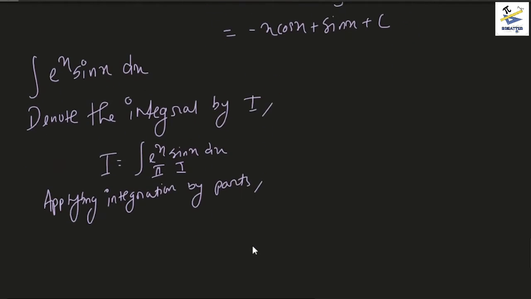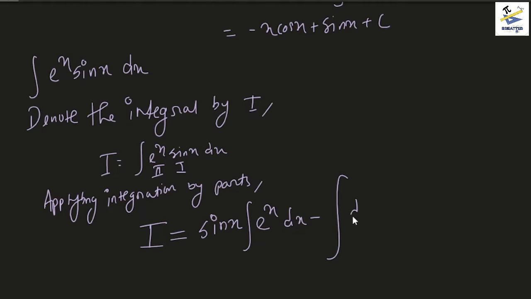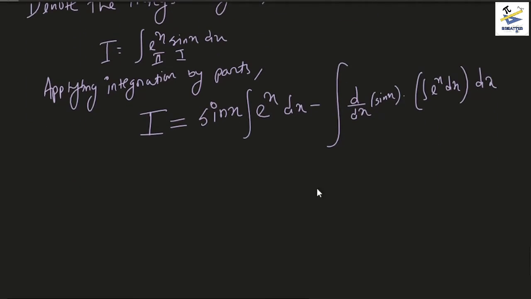what we have is this: I is equal to sin x into the integral of e to the power x dx, minus d/dx of sin x into the integral of e to the power x dx, dx, right? So the integral of e to the power x is just e to the power x, so it becomes e to the power x sin x minus the differentiation of sin x, which is cos x, so cos x into e to the power x dx.